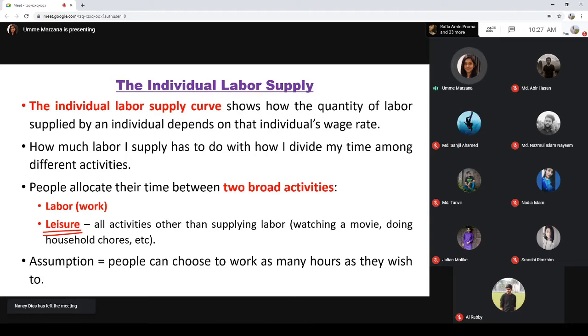But ekhane, we are assuming that if you want one day, you can also work 20 hours a day, but that's not the reality. This is just an assumption. Make sure to remember that.